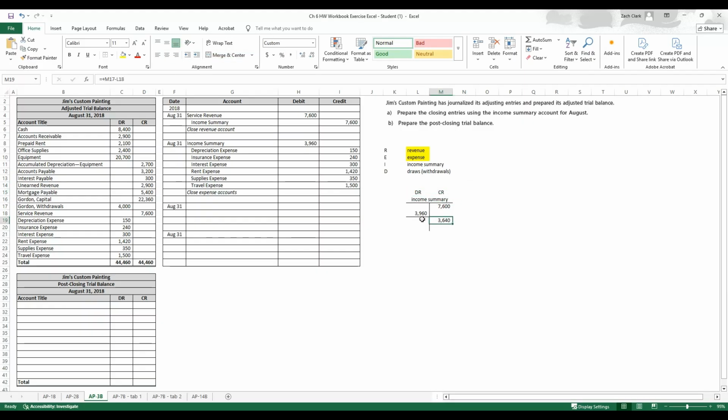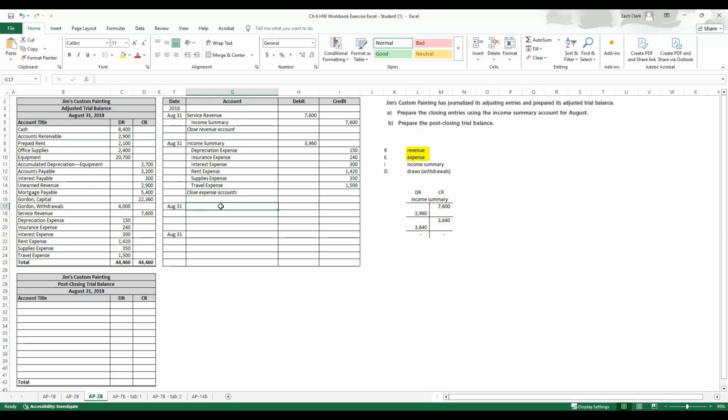So now in order to close the income summary account, again similar to what we do with revenues and expenses, we just do the opposite of what it currently has as a balance, for the same amount that it would have otherwise. So when we debit the income summary, it's now going to go to zero. So that all goes away.